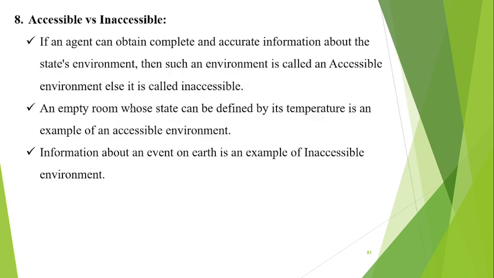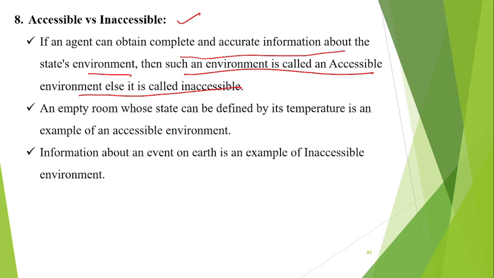Then the eighth one is accessible and inaccessible. If an agent can obtain complete and accurate information about the state of the environment, then such an environment is called accessible, otherwise it is called inaccessible. An empty room whose state can be defined by its temperature is an accessible environment. Information about an event on Earth is an example of an inaccessible environment. In an accessible environment, we know each and every part of the environment. The agent can obtain complete and accurate information about it. Whereas if we don't know the information about that environment, we call it inaccessible.